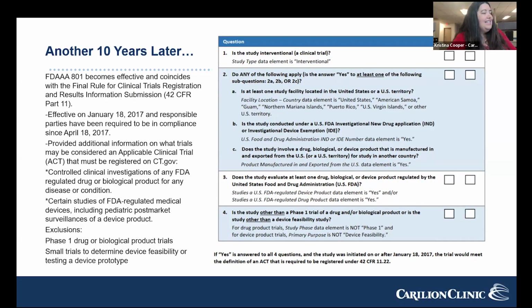3 is again going to be anything that's FDA regulated. So any drug or device or biological product that is under the FDA guidelines, then you'd be answering yes to that. And then finally, 4 is the trickster of the checklist because it's a negative. So it's anything other than a phase 1 of a drug or a biological product. So basically first in humans, and anything other than a device feasibility study. So again, if you're only looking to see the device and not necessarily if it can treat, cure, or mitigate a condition, then you can answer no to that. But if you have something that is going to try to treat, cure, or mitigate a condition, the answer would be yes.